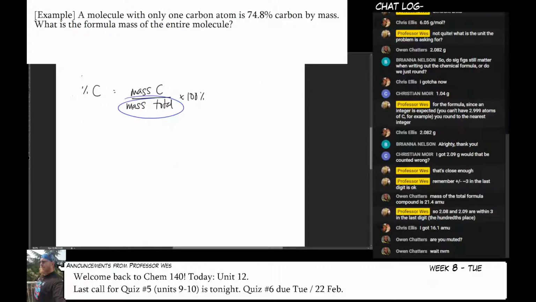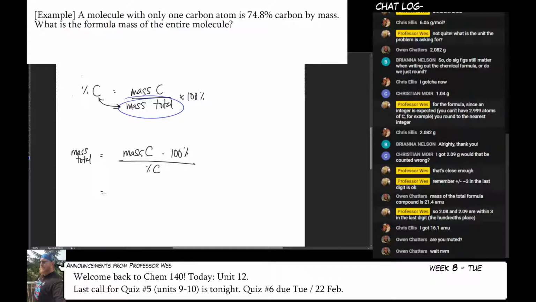So there's my formula on the screen here. We're going to solve for the mass total, which means that I just have to switch these 2 variables around, really. So there we go.